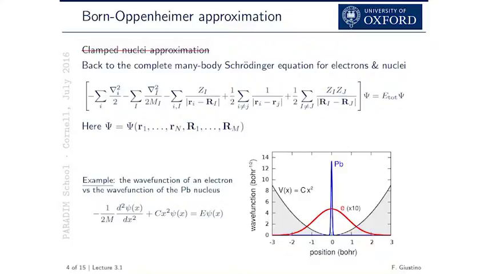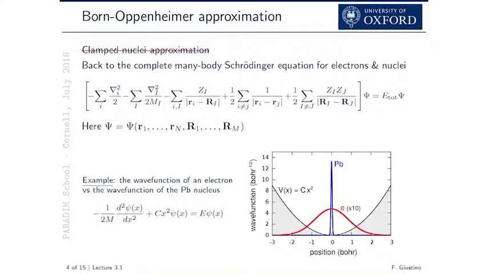So you remember we started from something we call the clamped nuclei approximation. When we had the many-body Schrödinger equation, there were electrons, nuclei, everything. Then we said this is too difficult. Nuclei are very heavy, so we can drop the kinetic energy of the nuclei and drop their nucleus-nuclear interaction. So we were left with an equation only for the electrons, where the nuclear positions were kept fixed. That was the clamped nuclei approximation.